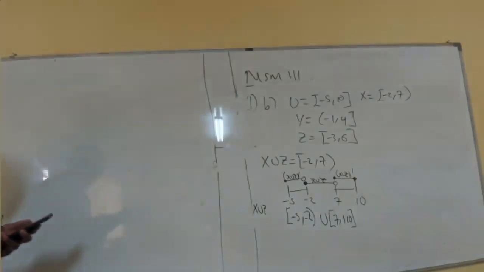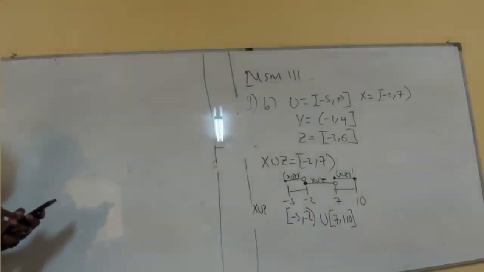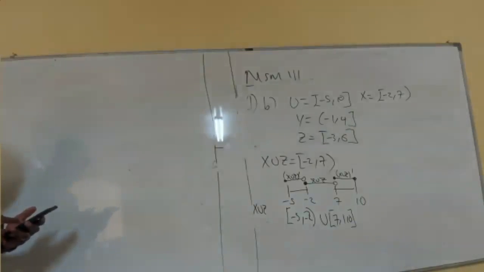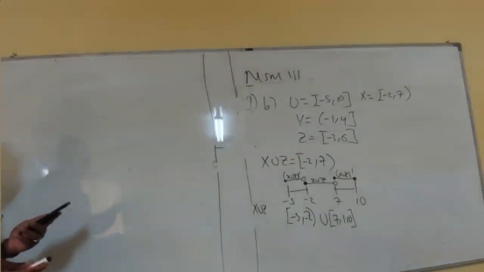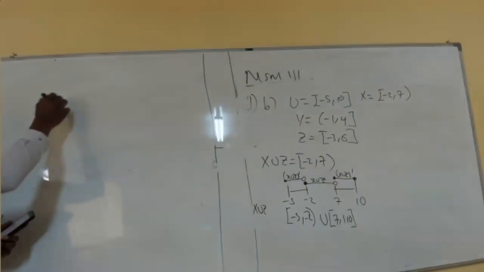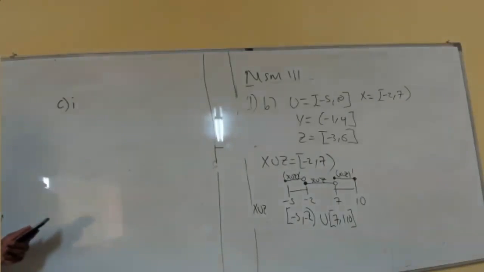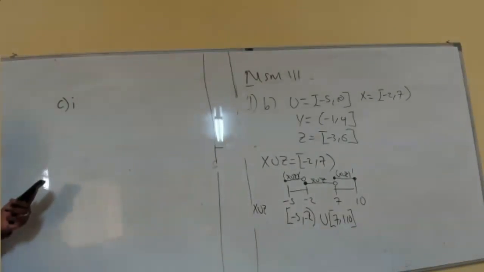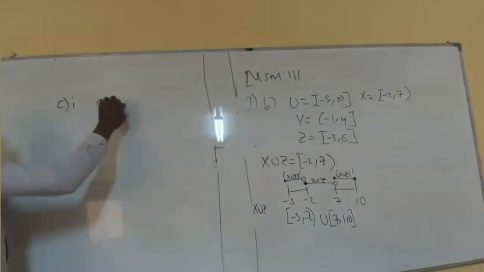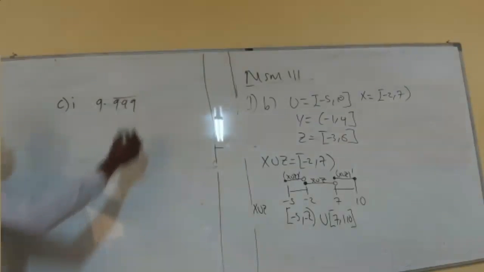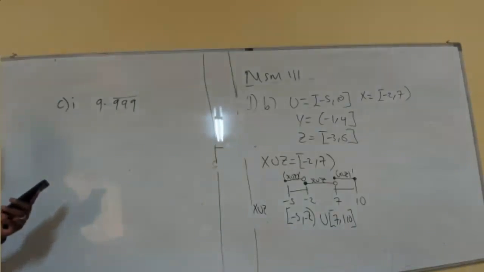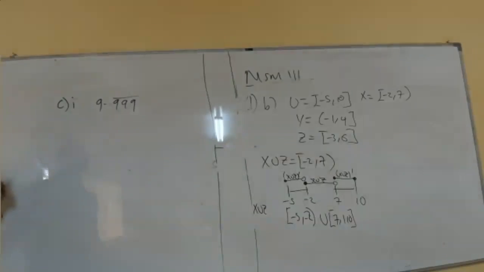Moving on, we go to the next question. C, so let's go to C. C part 1: express as a decimal 9.999 bar. The bar is on all the three nines, so the three nines are repeating.